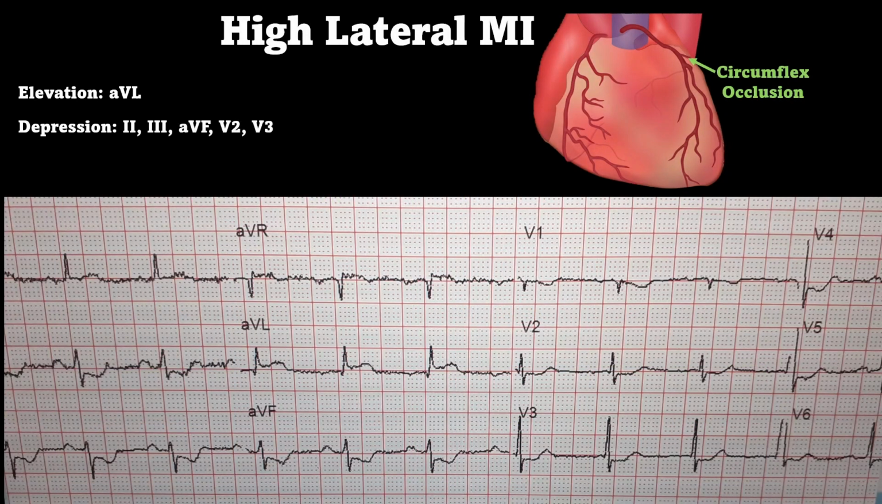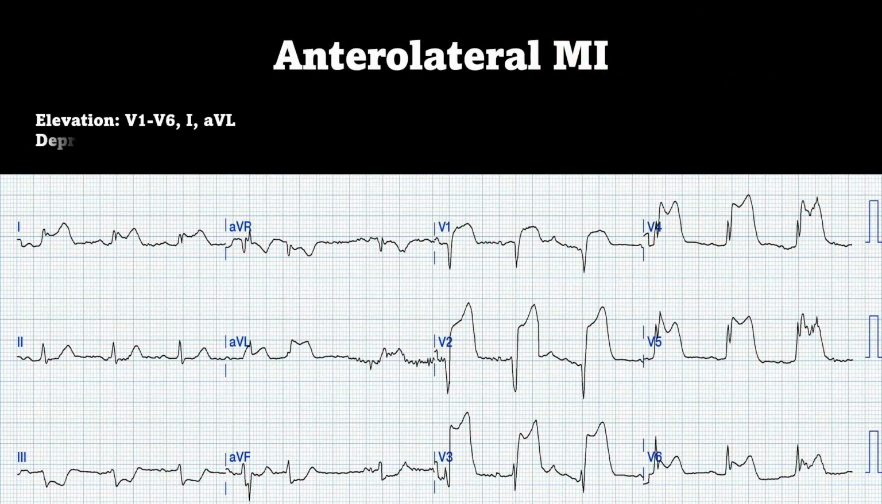You can see lead 1 is slightly elevated and aVL is more elevated, and there's also depression in our inferior leads. Our inferior leads once again are 2, 3, aVF. We can also see some ST sagging in V2 through V5. And here's an example of your anterolateral MI. We're going to have elevation in all of our V leads, 1, and aVL. We're going to have depression in 2, 3, aVF and in aVR.